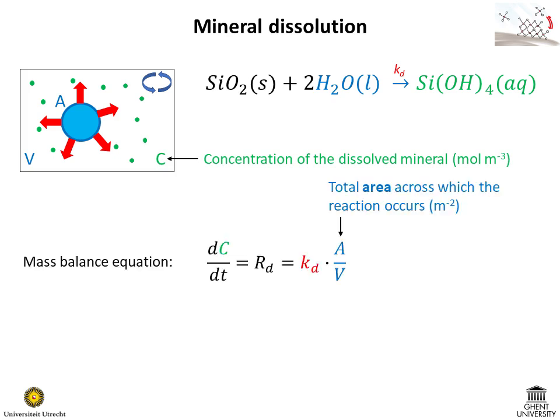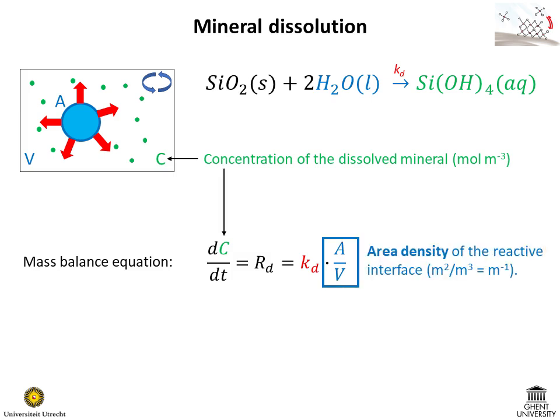We emphasize that mineral dissolution is a process that occurs at the mineral-water interface. Therefore, the amount of silica leaving the mineral per second will be proportional to the area of this interface A. Now, because this amount is entering the volume of water V, we convert the amount into a concentration by dividing it with the volume of water.